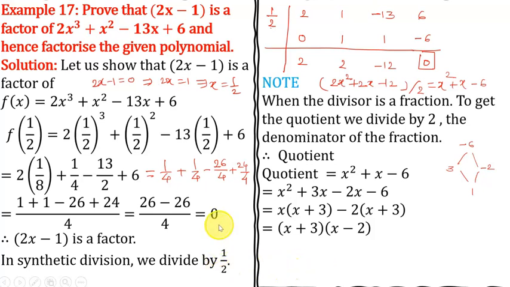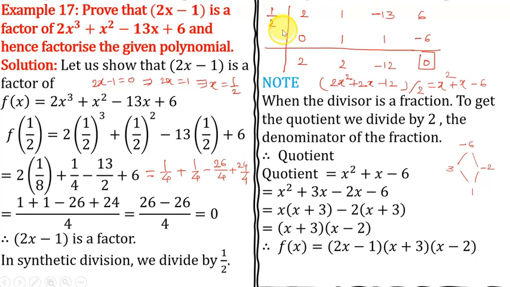And hence, the factors of this given polynomial are 2x minus 1, this was the first factor, and the next is x plus 3, and last is x minus 2. Hence, in this way, we have factorized it.